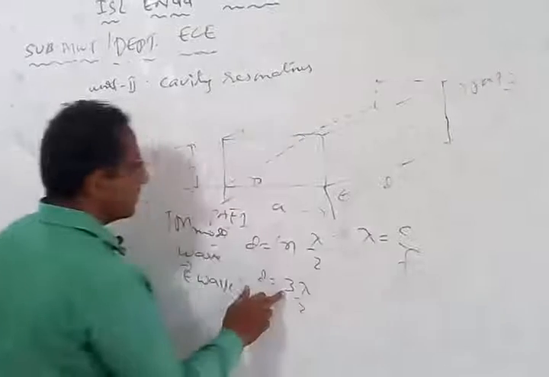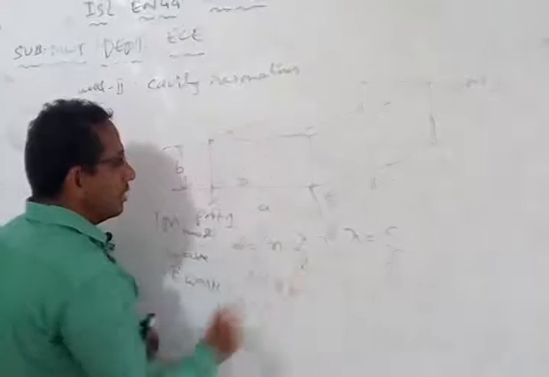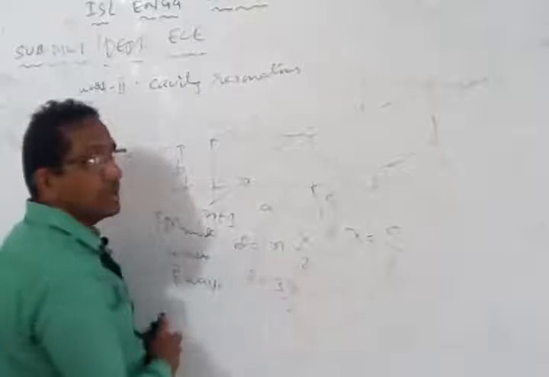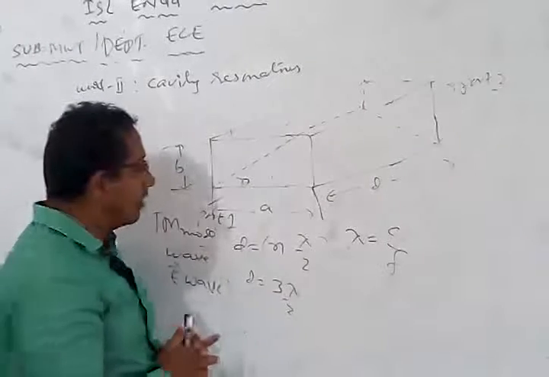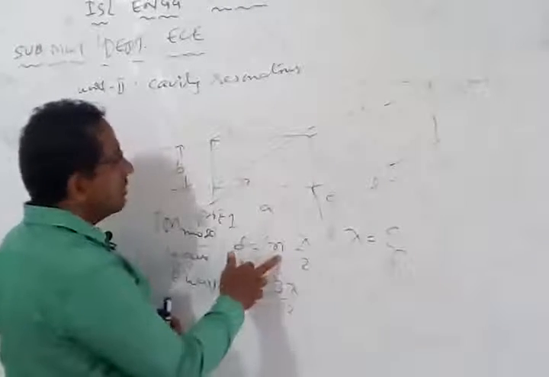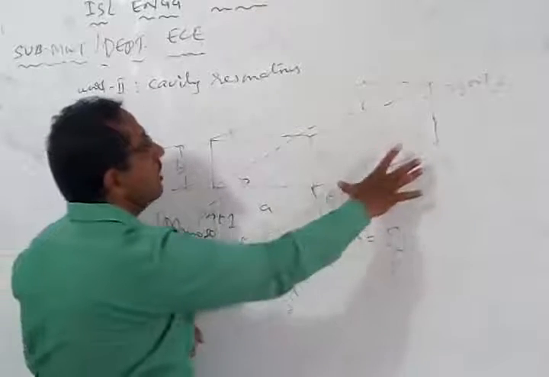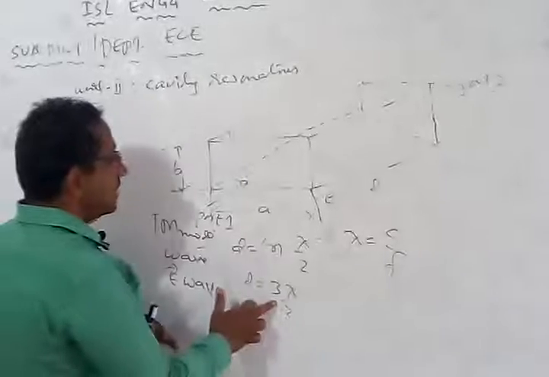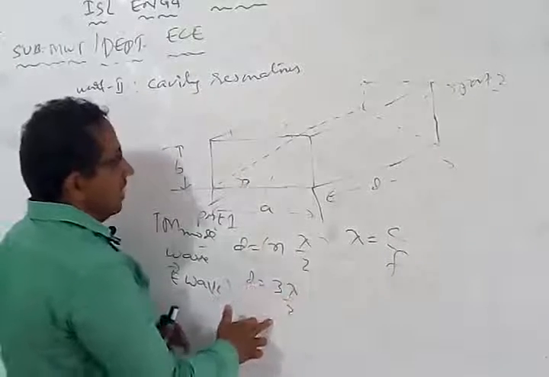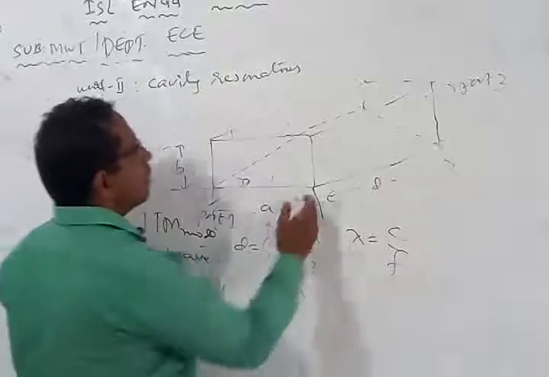It is going to be some 3 times lambda by 2, or 5 times lambda by 2, or 7 times lambda by 2. Like that we normally take the value of n. So based on the value of n, we are going to increase the distance here, right? Now let us suppose we have taken this as 3 lambda by 2, the distance between port 1 and port 2.